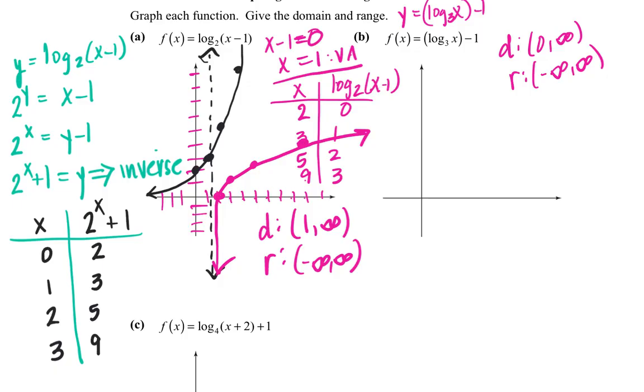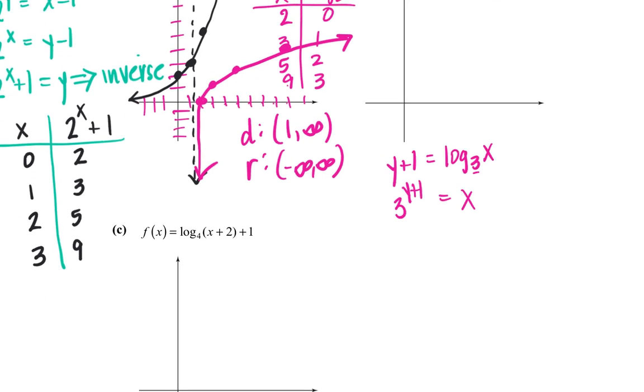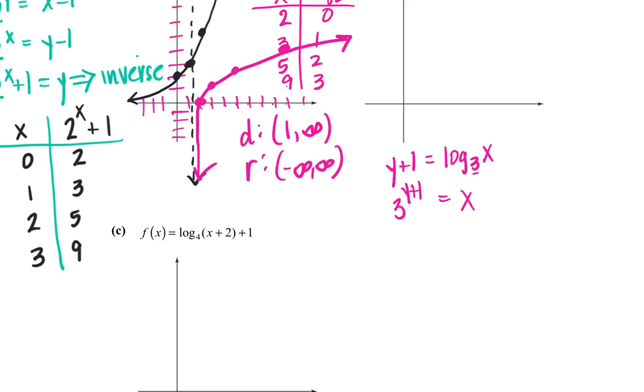I need to rewrite this. y plus 1 equals log base 3 of x. I want to move that 1 over there with the y so that I can write this as 3 to the y plus 1 equals x. Now that I have that written in exponential form, I want to write it as an inverse. So this is going to be 3 to the x plus 1 equals y. So this is my inverse.